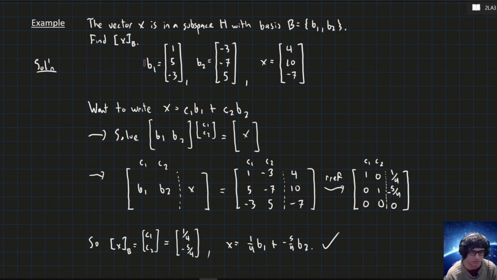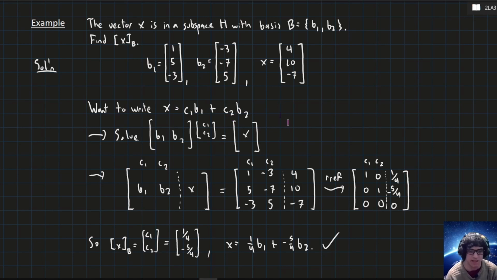Let's say the vector x is in a subspace H, and this is x over here, and we're given the basis for this subspace H to be b1, b2. So we have two basis elements, so this is going to be a two-dimensional subspace inside of R3. How do we know it's R3? Well, the basis vectors and x have 3 entries in them. So this is a plane through the origin in R3. What we want to do is write x as a linear combination of the basis elements, so we want to figure out what weights we need.